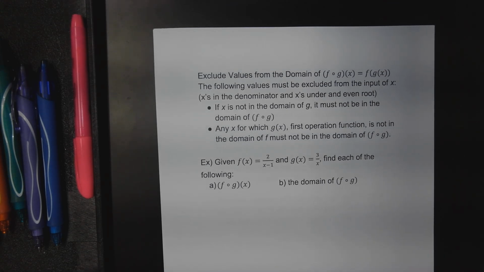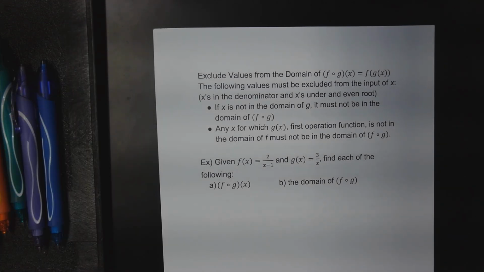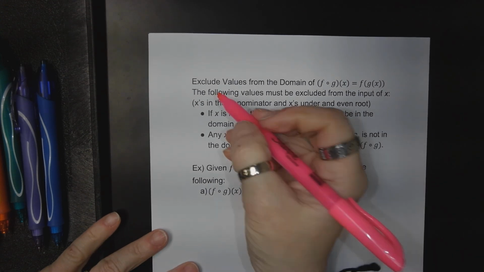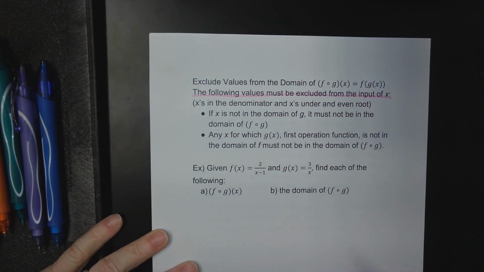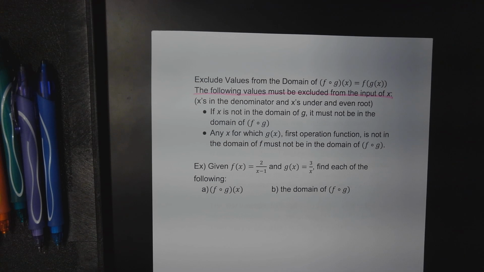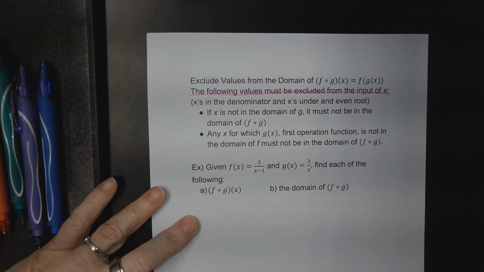Okay, we're going to talk about numbers to exclude from the domain. So the following values must be excluded from the input of x. X is in the denominator and x is under an even root. We've already talked about that, right? We assume all real numbers and we cannot have any zeros in the denominator or any negative numbers under an even root. We know that.